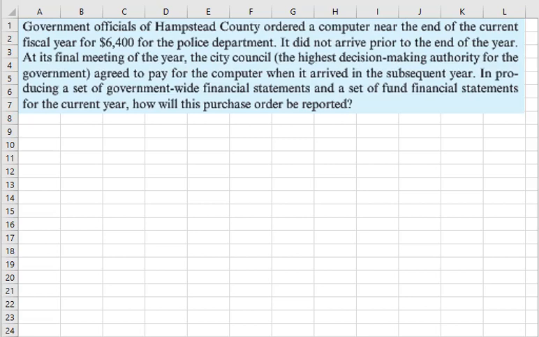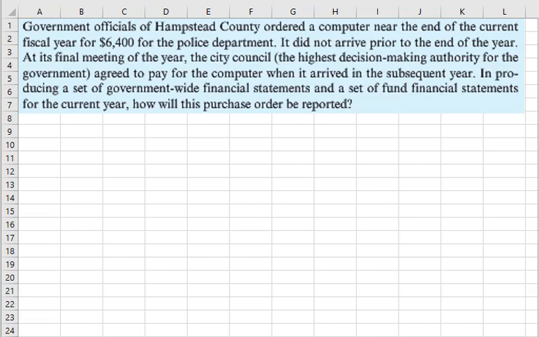But what they're asking about here is if you have a government-wide financial statement versus a fund financial statement, which is the set of funds, how will this purchase order be reported? So in a fund financial statement, which is the activity in each of the funds, which is basically a modified cash basis, in that there's receivables and payables which have to be settled within just a few weeks after year end, 30 to 60 days typically, depending on the governmental unit and their rules.